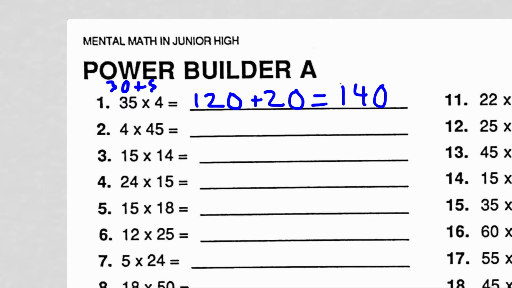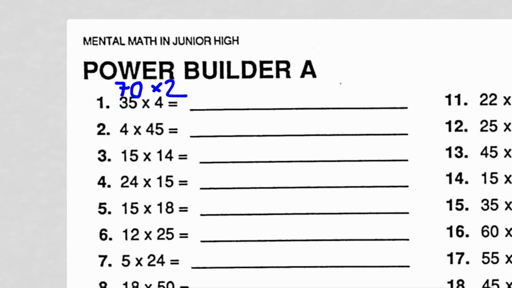We also did the strategy of halving and doubling. So I'm going to erase this, and I'm going to do the same thing with halving and doubling. I could double the 35 and make it 70. I like that because it's a number that ends in 0 now. And then I would halve the 4 and make it 2. And then all I've got to do is 7 times 2 is 14. Tack on the 0 for 140. So we did that, halving and doubling.